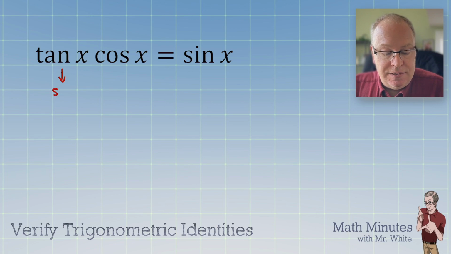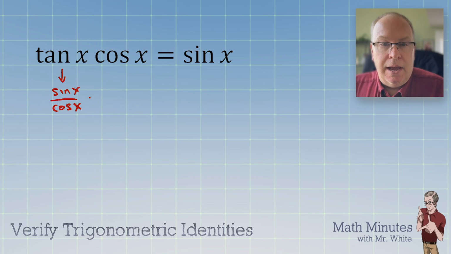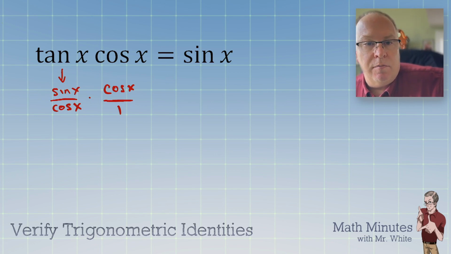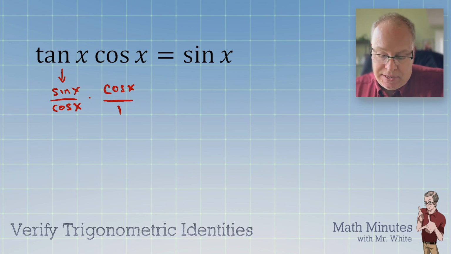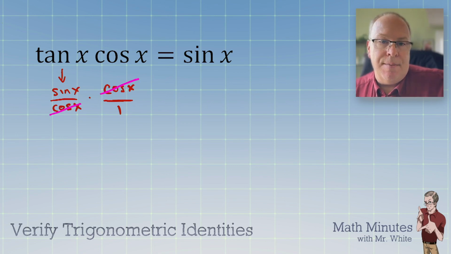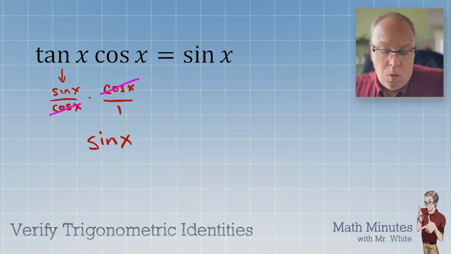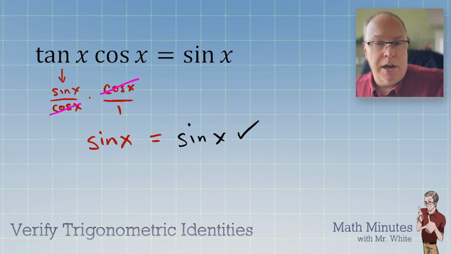So remember that identity. Tangent is sine over cosine. And I'm not going to do anything with the cosine. I'm just going to write it as cosine over 1, so you can really clearly see that we have a cosine on the bottom, a cosine on the top, and they cancel, leaving behind sine. Well, what do you know? We've proven that the left side is equal to the right side, so you could put a check mark there.